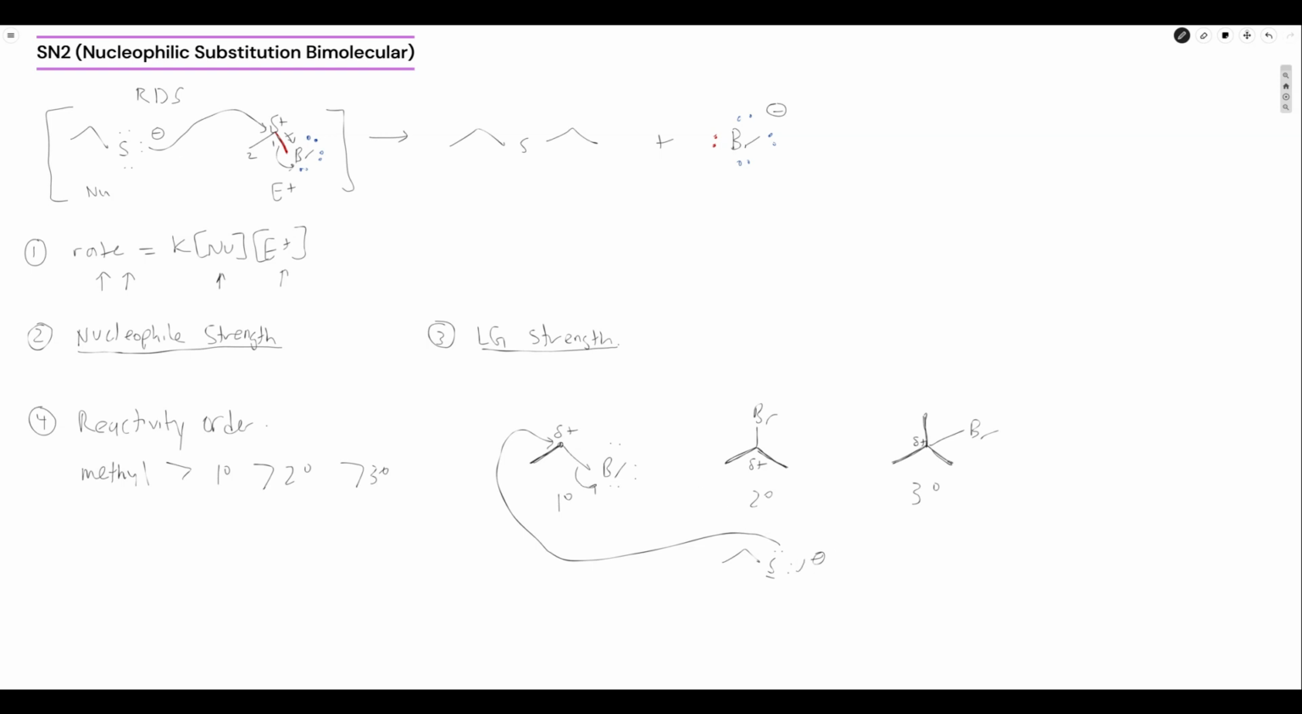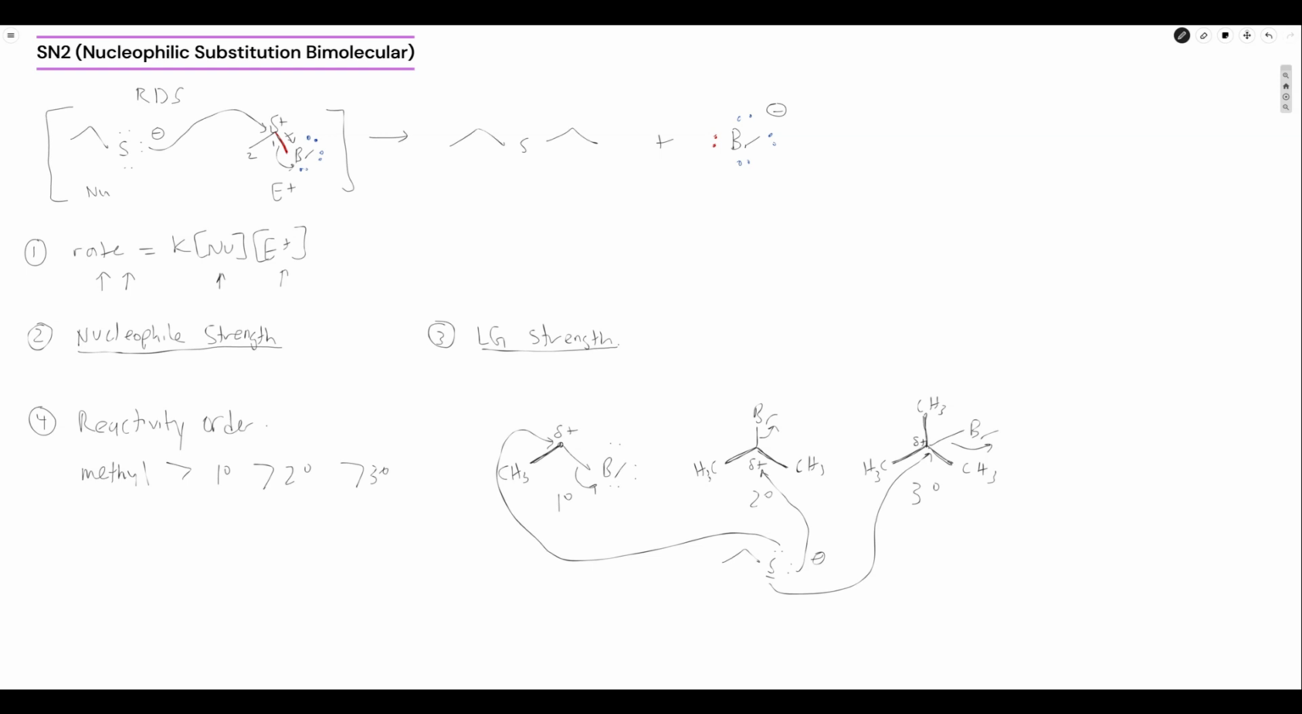In this case, in the secondary, it attacks from the back. And in this case, the tertiary, it's going to attack from the back side of the carbon leaving group bond, pushing that leaving group out. Now, the interesting thing to observe is that the more substituted that electrophilic center is, the harder it's going to be for the nucleophile to access it. And in the case of a tertiary alkyl bromide, you have these three big CH3 groups actually that are contributing to the steric crowding around this electrophilic center.